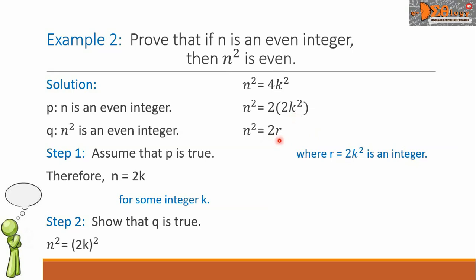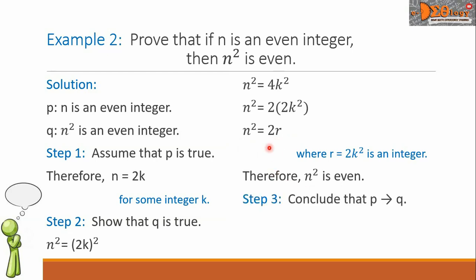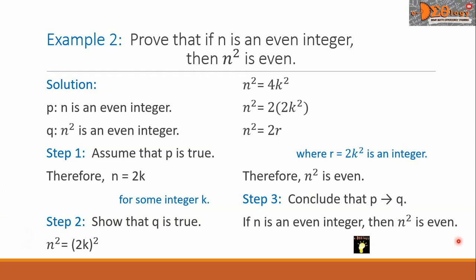A while ago, we said that the form of an even integer is n equals 2k. So we are able to show that n squared is equal to 2 times any integer. Therefore, n squared is even. Step 3, we conclude that P implies Q. So we will write, if n is an even integer, then n squared is even. This is the final answer.